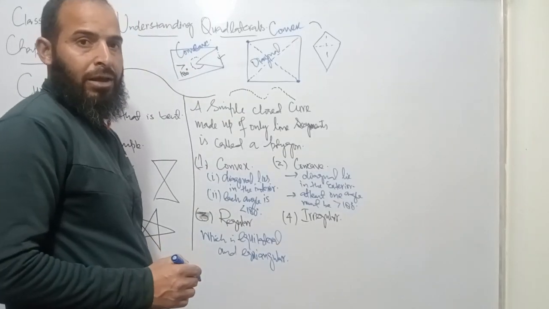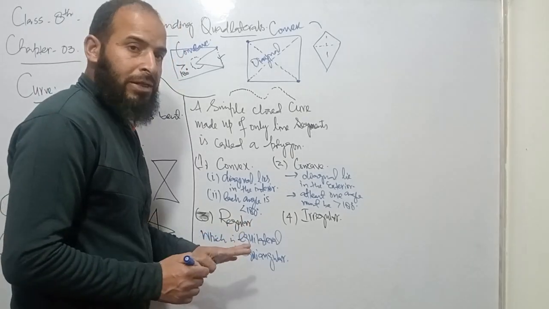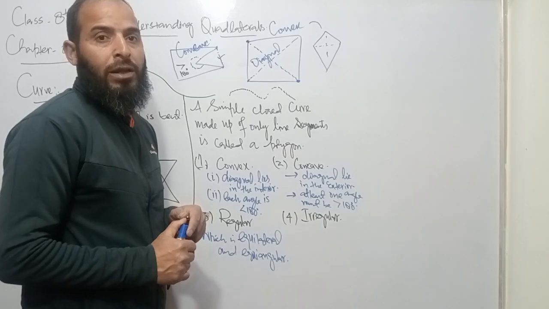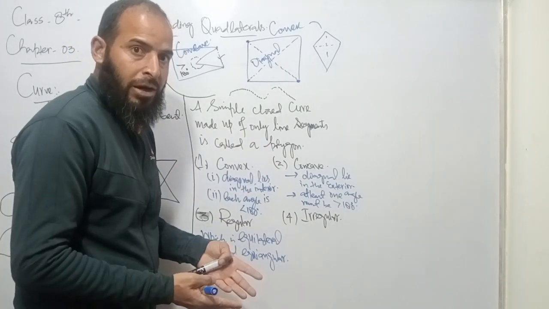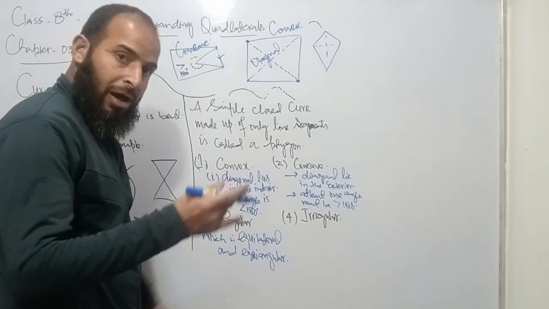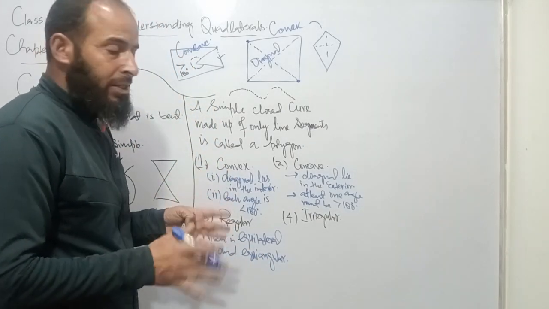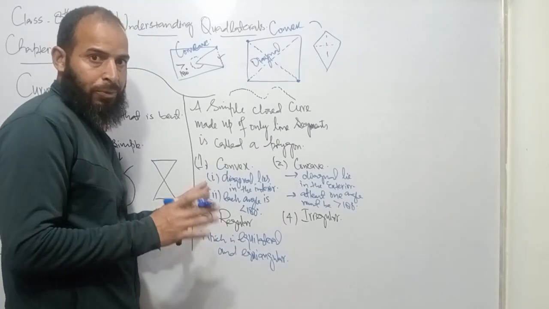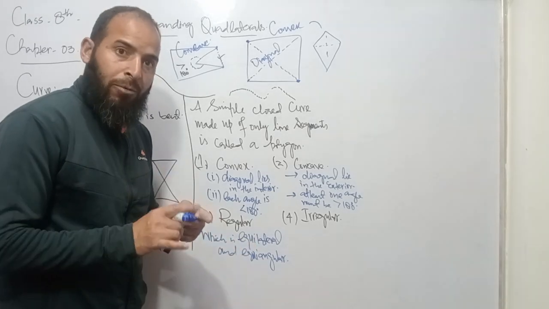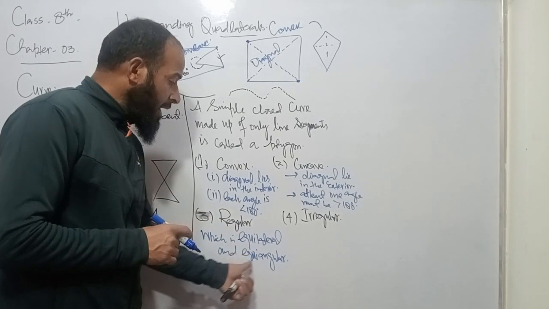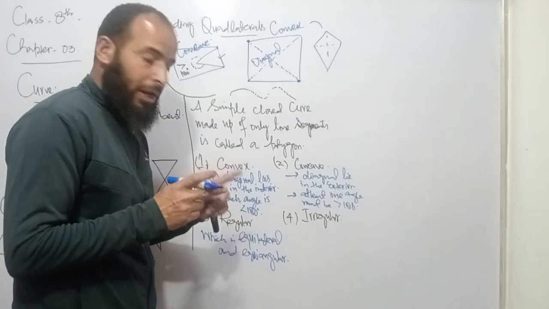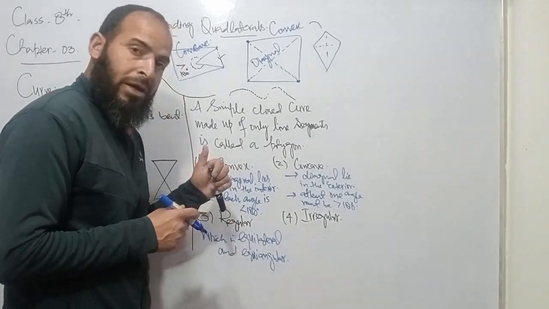Equilateral and equiangular. Equilateral means all the sides of this polygon are of equal length, and equiangular means all the angles are of equal measure. A regular polygon is that polygon which is both equilateral and equiangular.